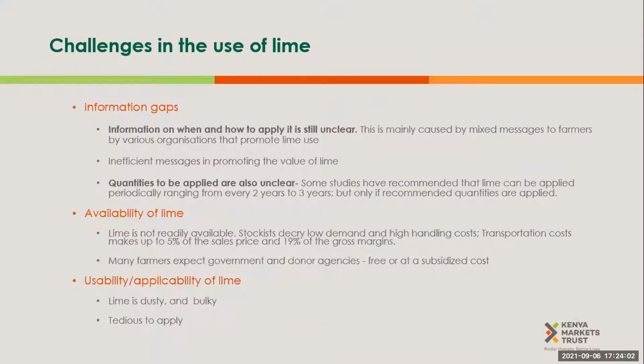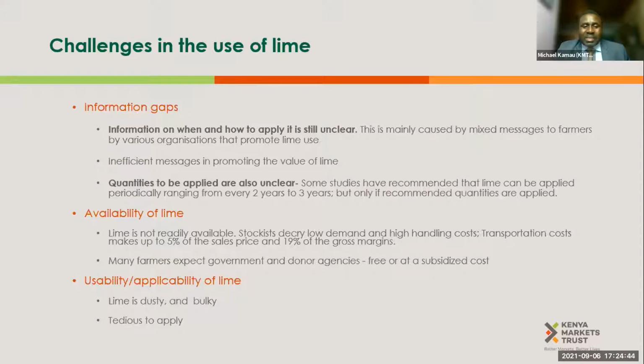If we come to the challenges in lime use, the key area is the information gap. Farmers are still not clear on when to apply lime, the quantities to apply, and also the message getting to the farmer about the value of lime and what it can do for them. The other thing is the availability of lime, in particular the transportation cost. At the agro-dealer level, 5% of the total sale goes to transportation, and about 19% of the gross margin. That's what we found from the study. It's taken up by transportation of lime.